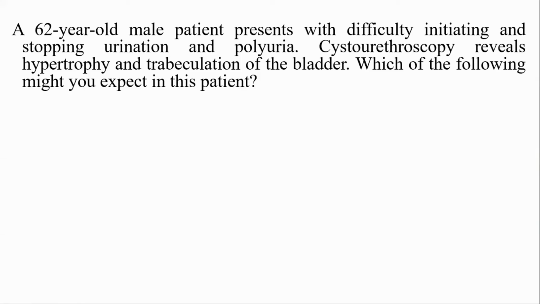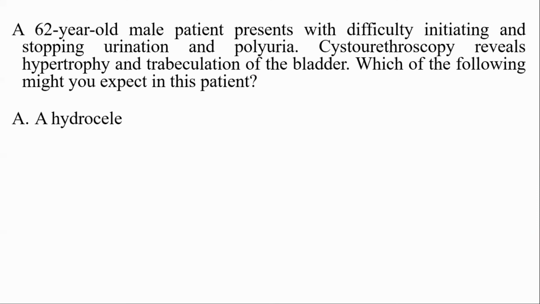Next, MCQ. Please read this question. Classwork. A 62-year-old male patient presents with difficulty initiating and stopping urination and polyuria. Cystourethroscopy reveals hypertrophy and trabeculation of the bladder. Which of the following might you expect in this patient? Hydrocele, urine leaking from the umbilicus, urinary incontinence due to weakness of the sphincter urethrae muscle, or difficulty in emission.